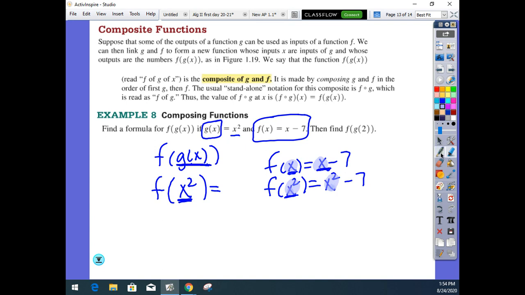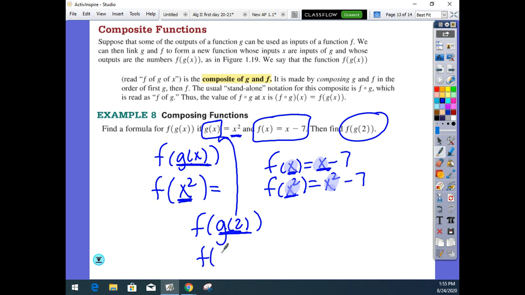Okay? Then it says, what is f of g of 2? All right. So you can do this a couple of ways. What is g of 2? Well, we can go back to the g function. If g is x squared, what is 2 squared? That is 4. So g of 2 is 4. Then find f of 4. So go to the f function. 4 minus 7 is negative 3.